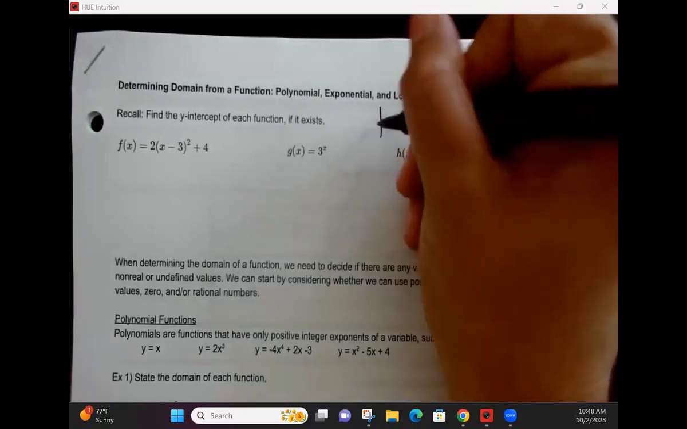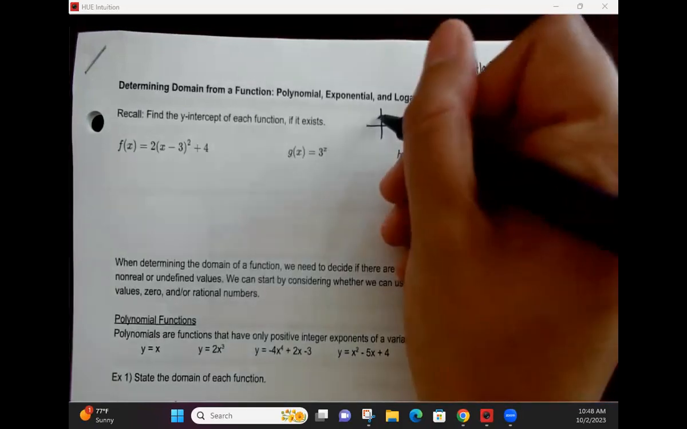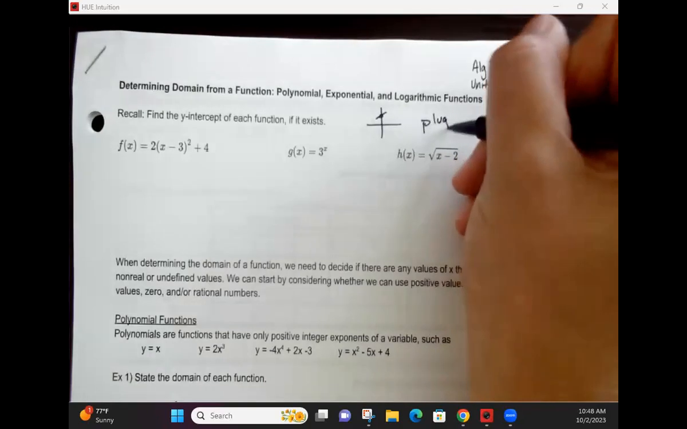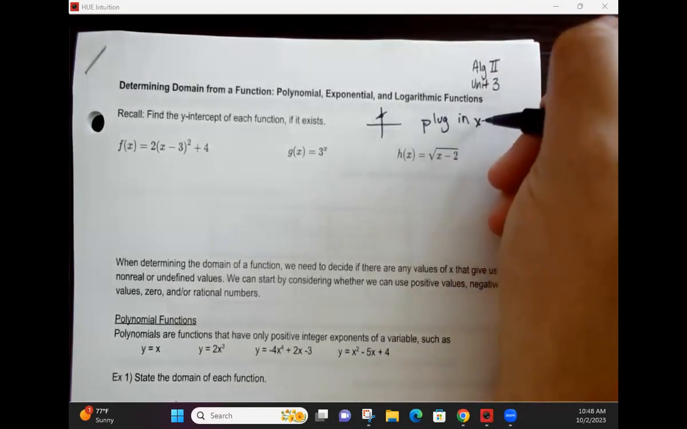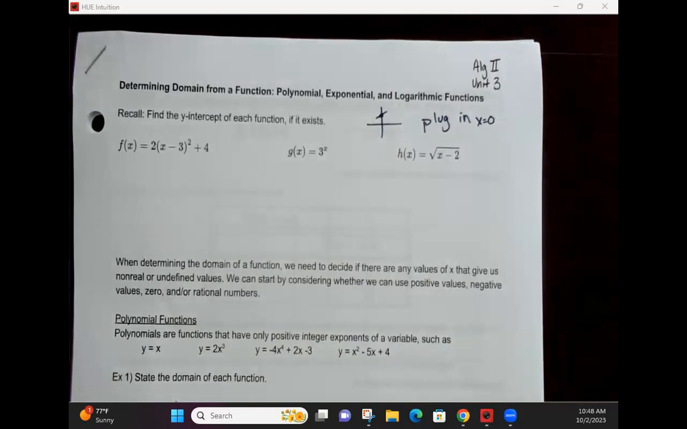On a graph. Where the graph hits the y-axis, when x is 0. So we want to plug in x equals 0 here. I would like you to do that for me now. Plug in x equals 0 for our three functions here. Give me the y-intercept if it exists.